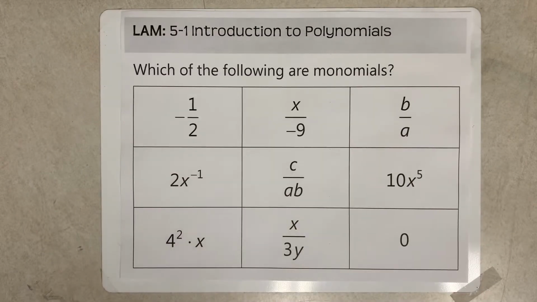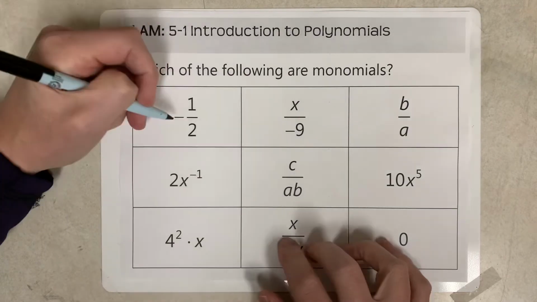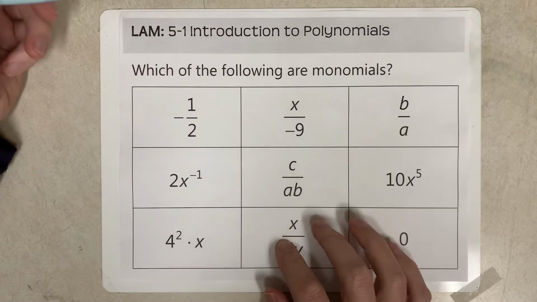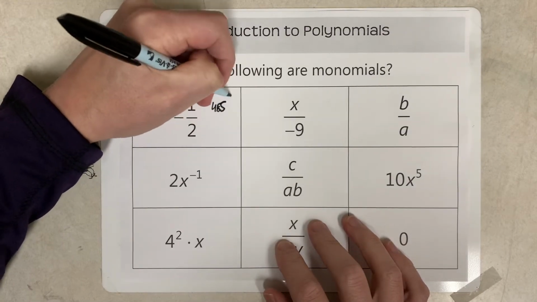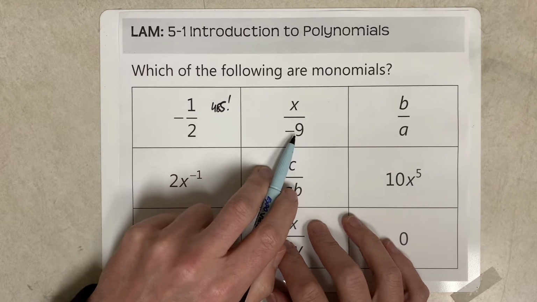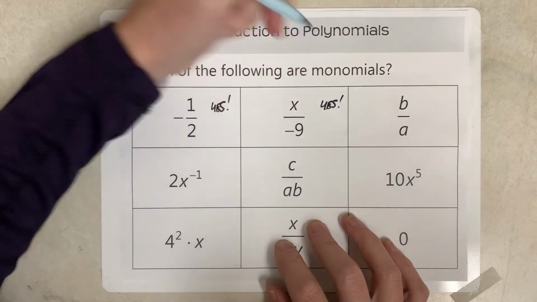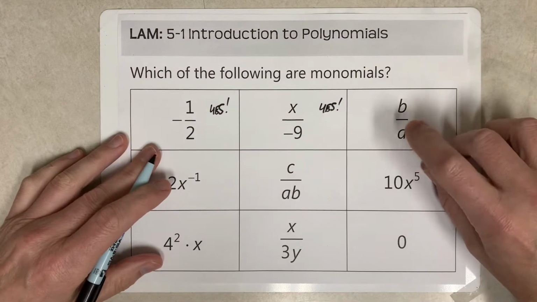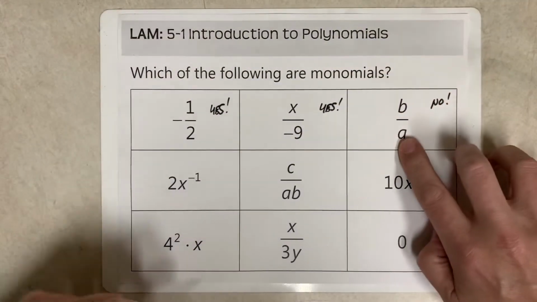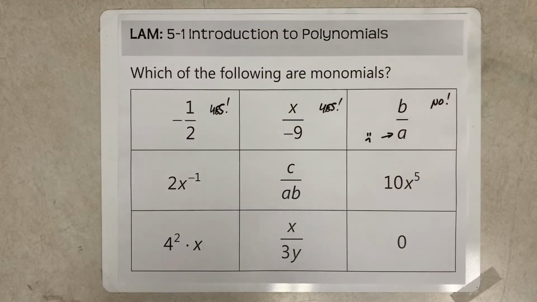All right, so here we have a slide that says, which of the following are monomials? -1/2. That is fine. -1/2 is a constant. That's definitely a monomial. X divided by -9 is fine because the x is in the numerator. So we're good with that. B over A is not, because of that A right there in the denominator. So we say no because of that A in that denominator.